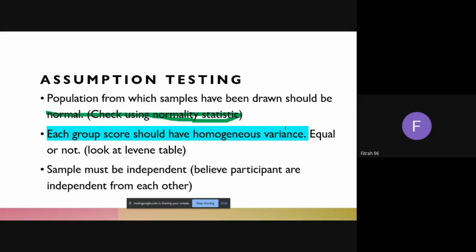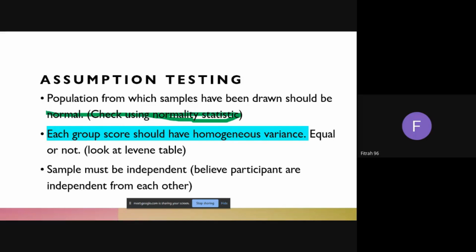Okay, each group score should have homogeneous variance, equal or not. Okay, it means homogeneous variance, and then there must be equal variance assumed. So this thing we will look at in the Levene table later. Okay, homogeneous, I said it must be the same. The population should, if possible, not have too many groups in that particular place.